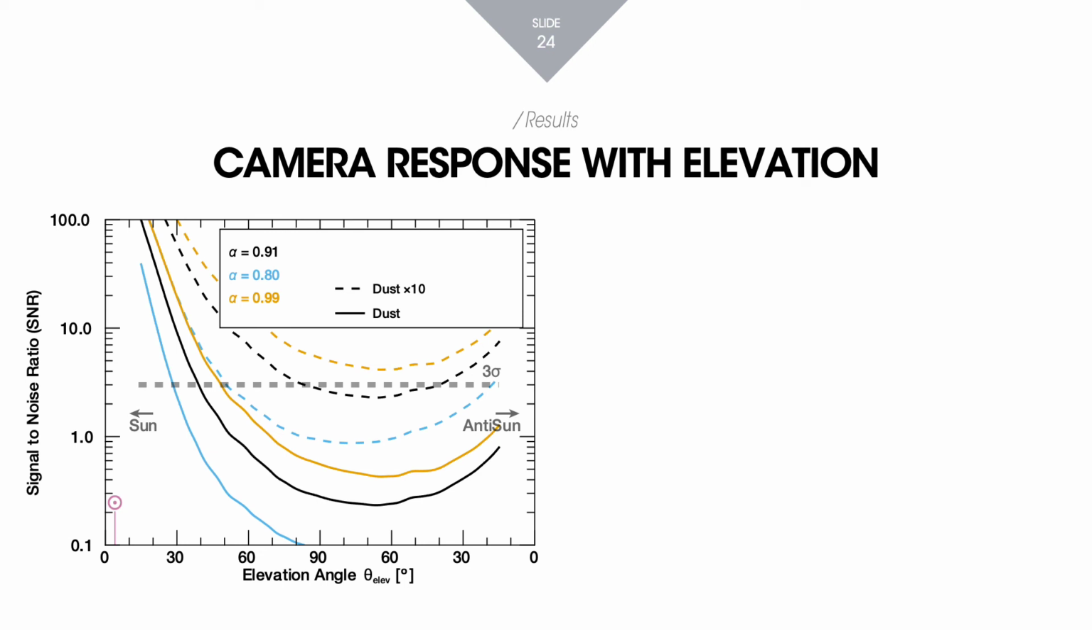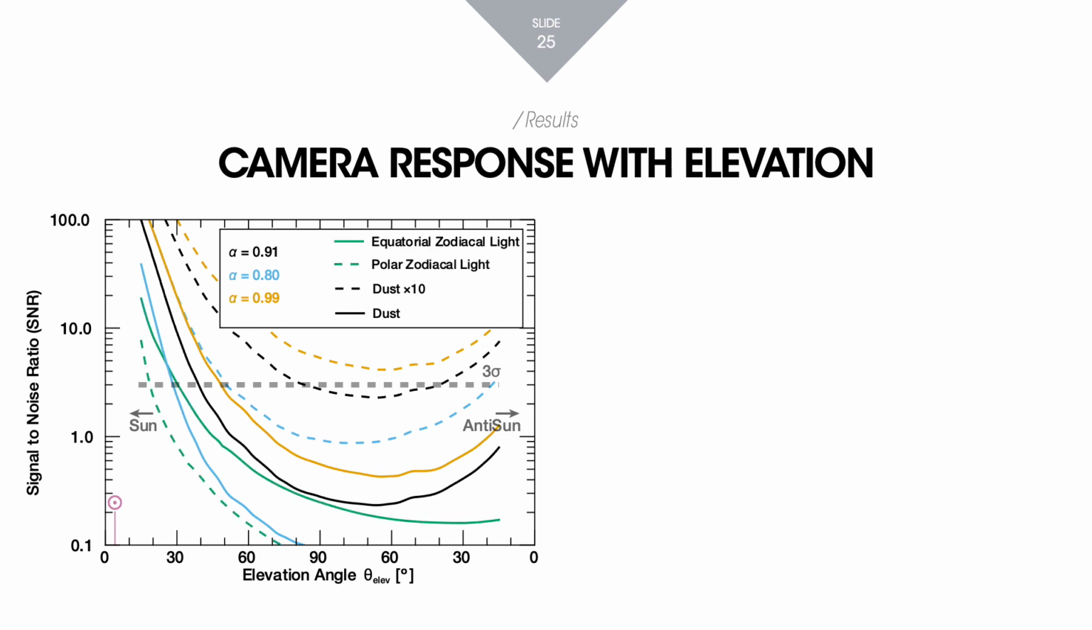To see the effect of changing alpha, the coefficient controlling the size distribution power law, we add equivalent lines for alpha equals 0.8 in blue and alpha equals 0.99 in orange. Large differences can be easily seen for different values of alpha, so a camera should be able to constrain the size distribution. For comparison, we add green lines showing the SNR from zodiacal light for a camera based at the lunar poles and a camera at low latitudes.